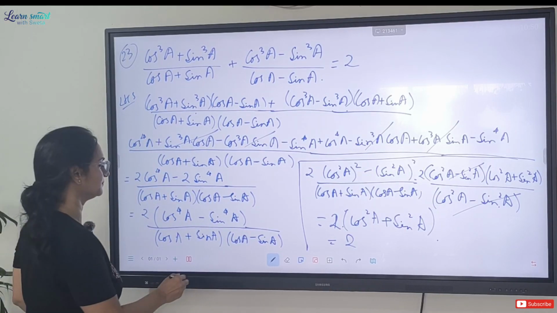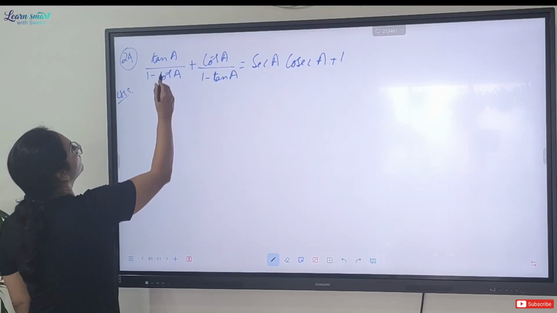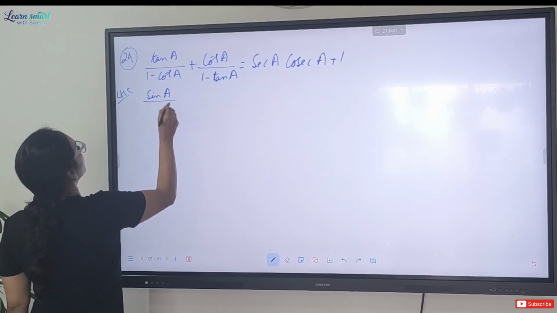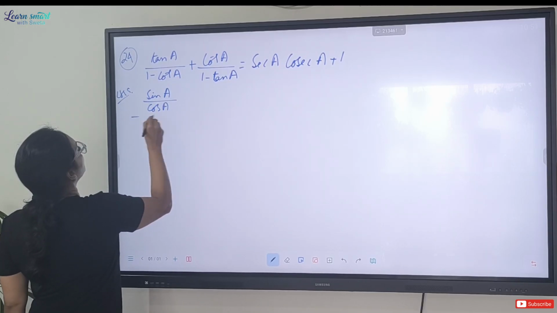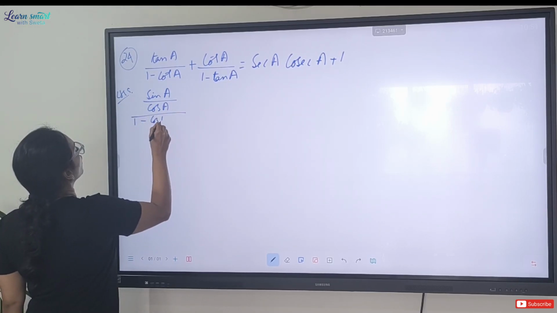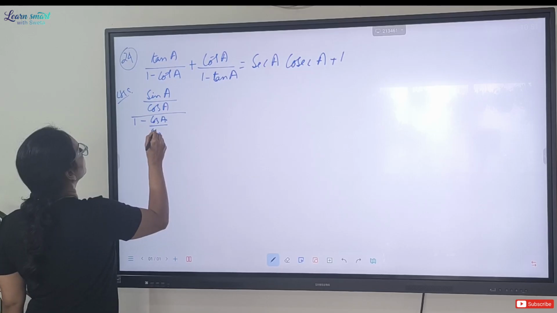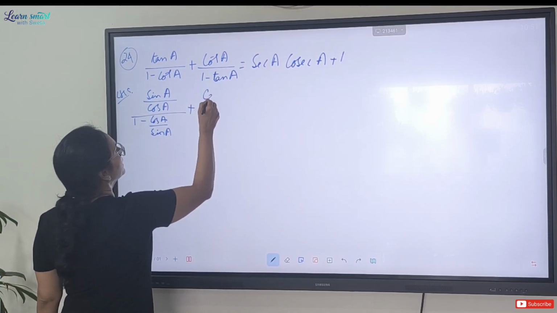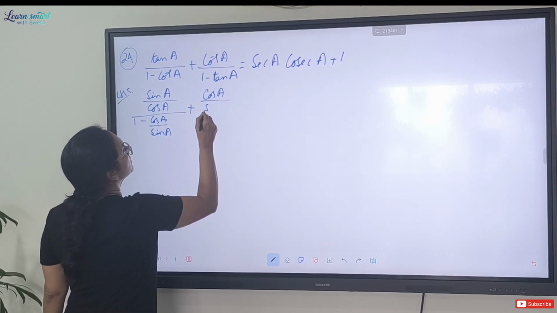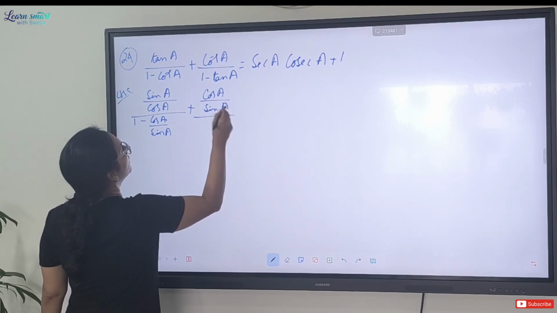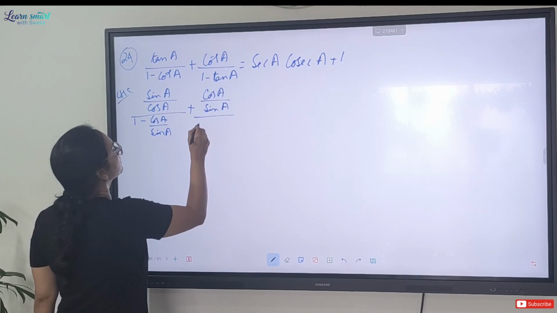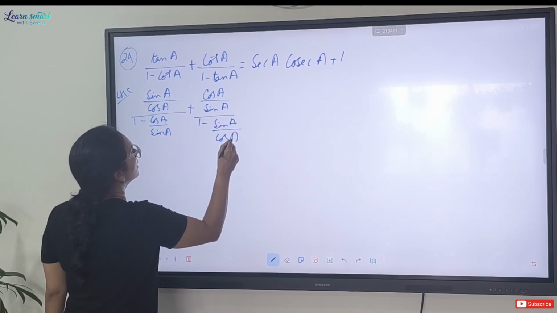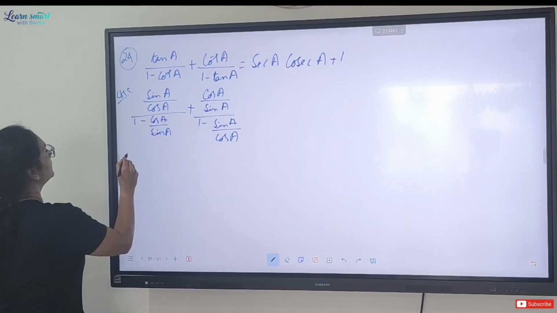Question number 24. Let's look at question number 24. So we will write tan A as sin A by cos A, sin A by cos A upon 1 minus cos A by sin A. And same thing we will do over here, cos A by sin A upon 1 minus sin A by cos A. Now let's simplify it.